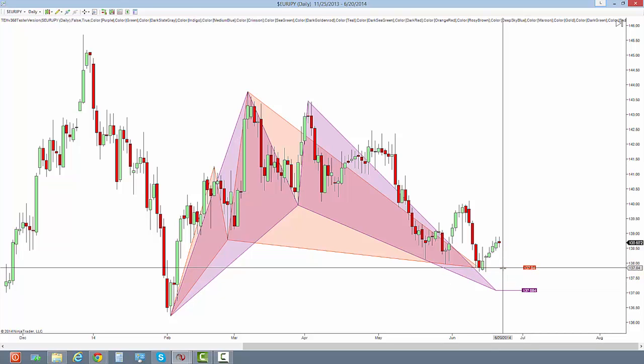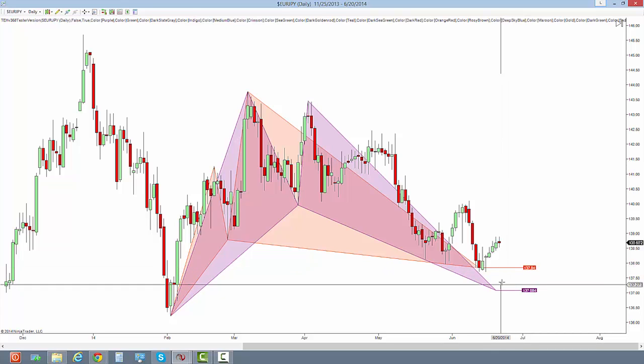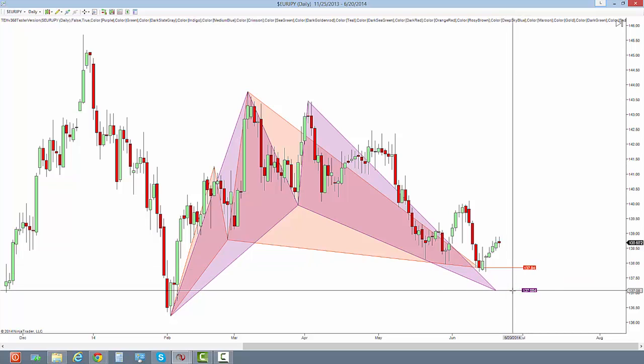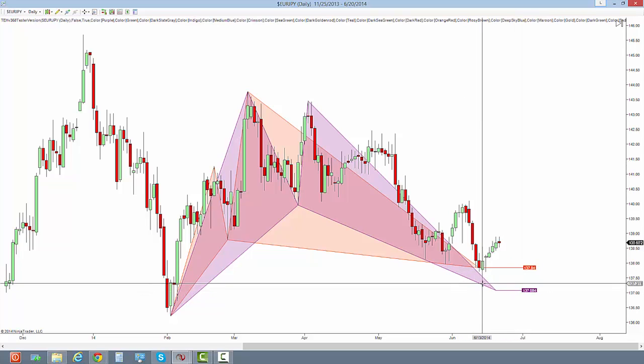I'm sorry, this is 37.84s was the entry there, not 37.04s. 37.84s, about 80 pips lower is 37.00s, which is where the bat pattern completes.